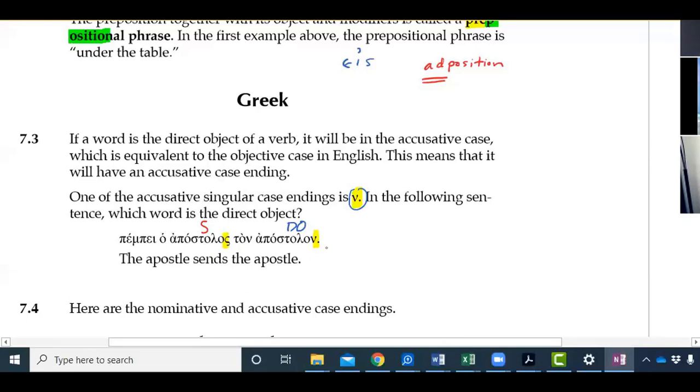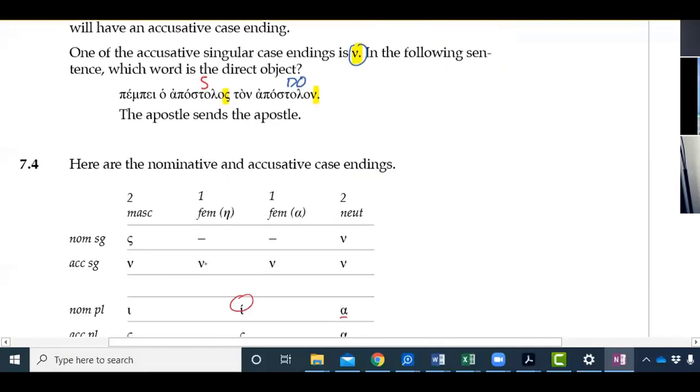Doesn't matter what the word order is. So I could have had ho apostolos pempe ton apostolon, or even ton apostolon pempe ho apostolos. All right? So all of those would still say the same thing.